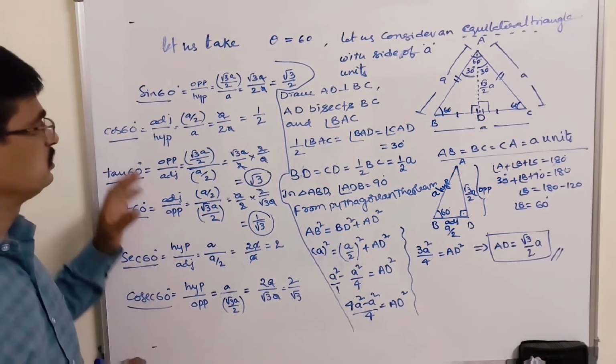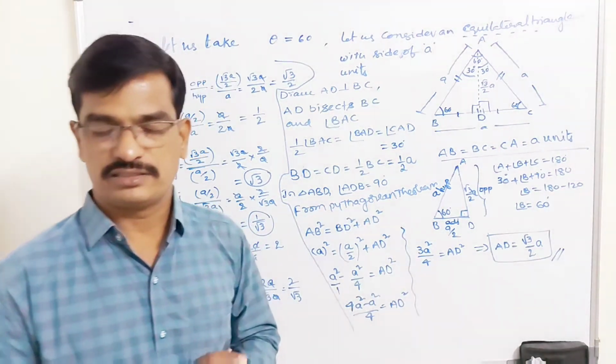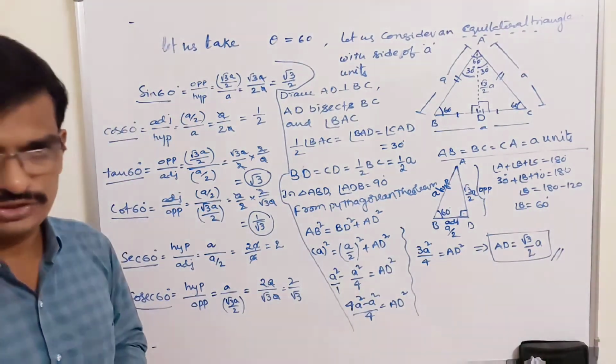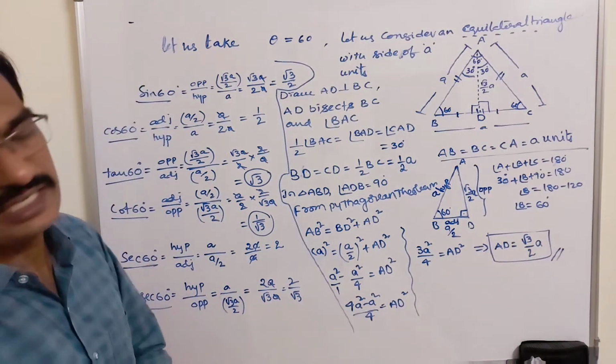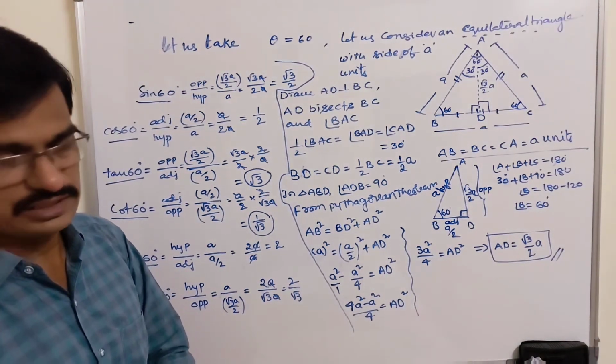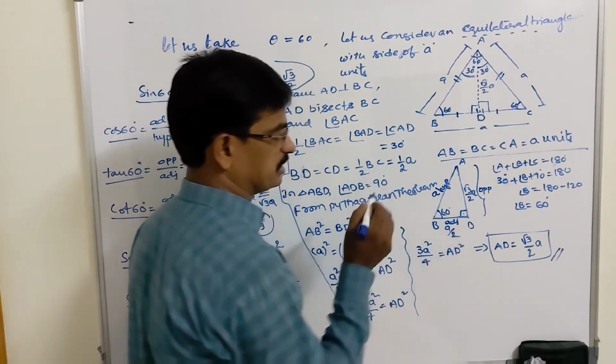Okay. This is the way of finding the 6 trigonometric ratios where theta is equal to 60 degrees. Here we marked B is equal to 60 degrees.